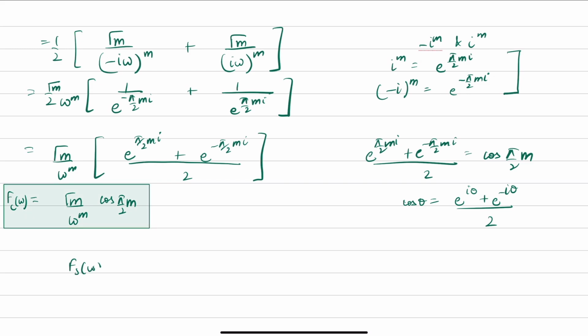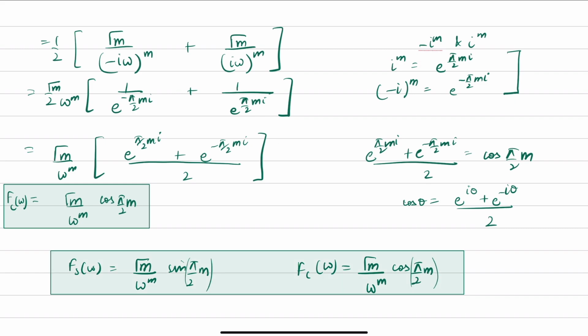Our final answers are: sine transform we got Γ(m) divided by ω^m sin(πm/2), and our cosine transform we got Γ(m) divided by ω^m cos of πm/2. So I hope it was clear.